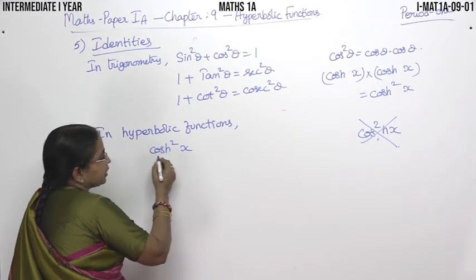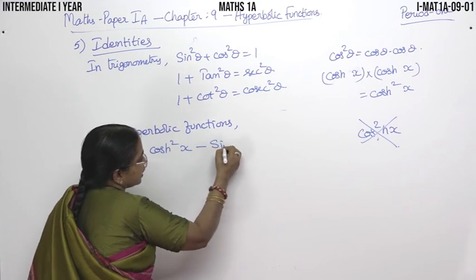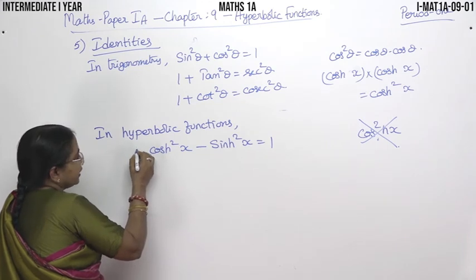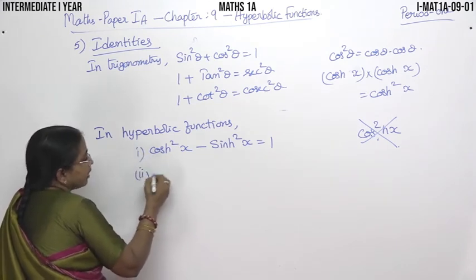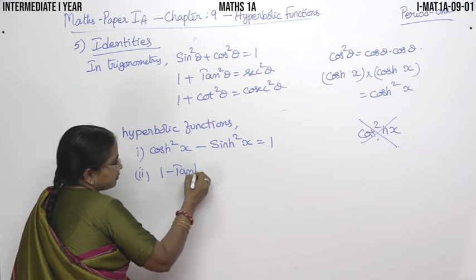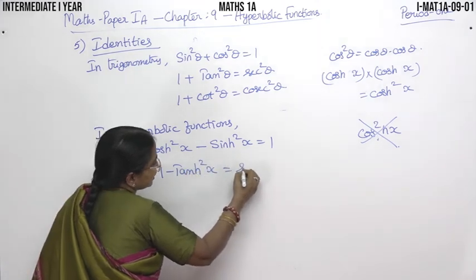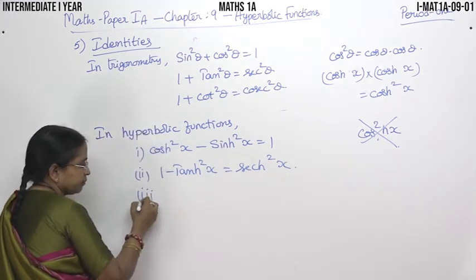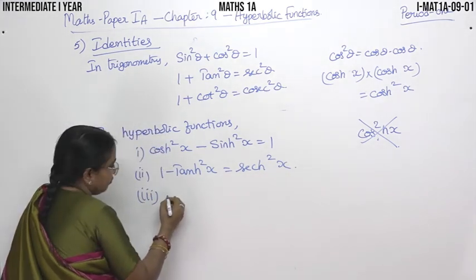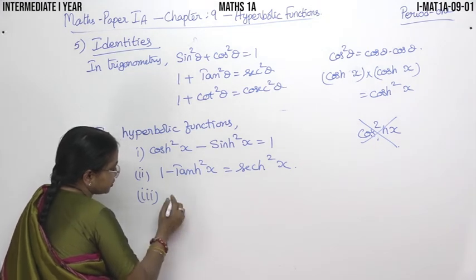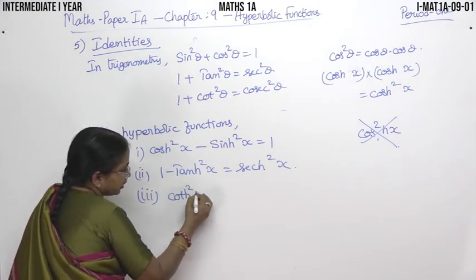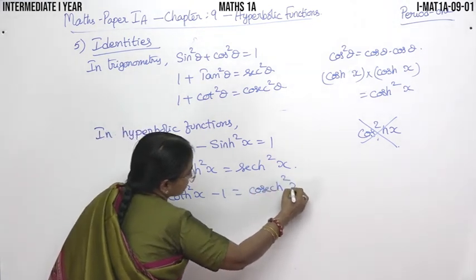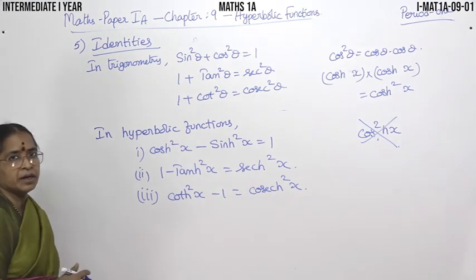So the first identity is cos h square x minus sin h square x is equal to 1. Now the second identity is 1 minus tan h square x is equal to secant h square x. And the third one is cot h square x minus 1 is equal to cosecant h square x. So these are the identities.